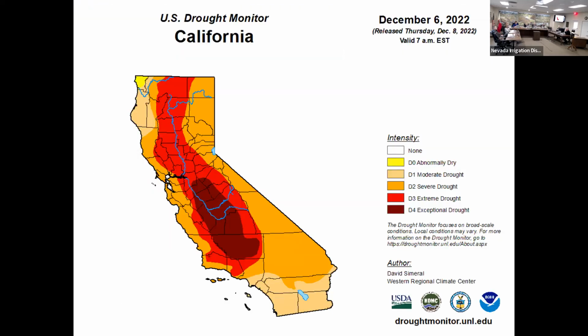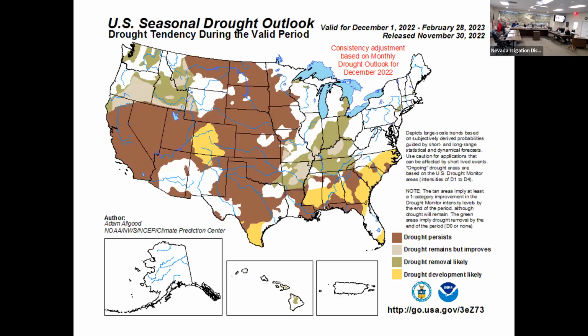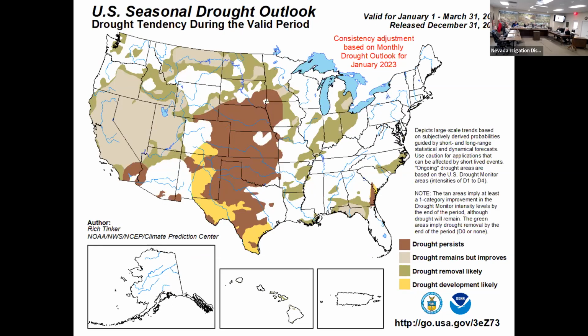So the drought monitor, this was December 6th, and the next slide shows you how much it's improved. This was as of January 3rd. I suspect that will continue to improve as we move further into winter. And then likewise, this was the seasonal drought outlook. Gosh, this was in early December. And then the latest one shows a dramatic improvement, and I would imagine that will continue as well.